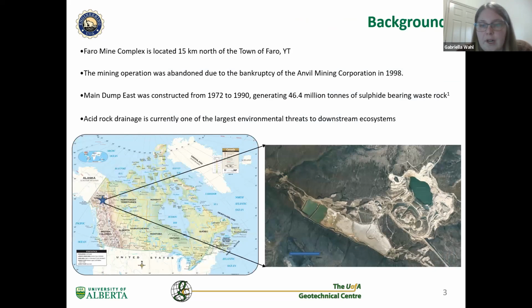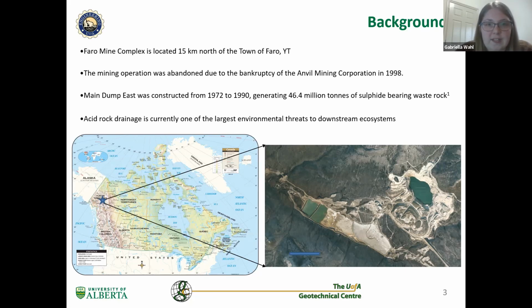I just wanted to give a little bit of background on Faro Mine for those who might not know or haven't been there yet. Faro Mine is located 15 kilometers north of the town of Faro and approximately 200 kilometers north of Whitehorse in the Yukon. At the peak of its time, Faro Mine Complex was one of the largest lead and zinc mining operations. But unfortunately in 1998, it was abandoned due to the bankruptcy of the Anvil Mining Corporation.